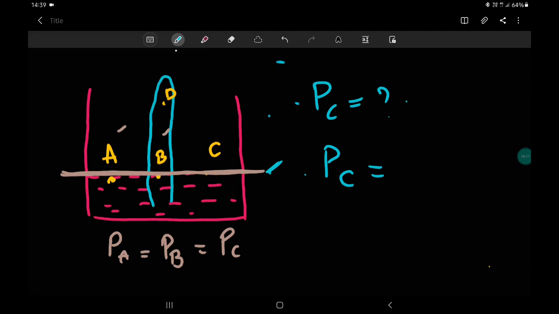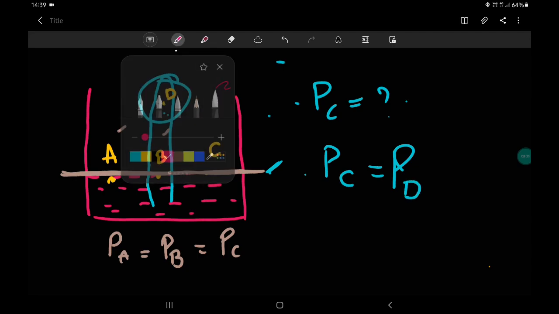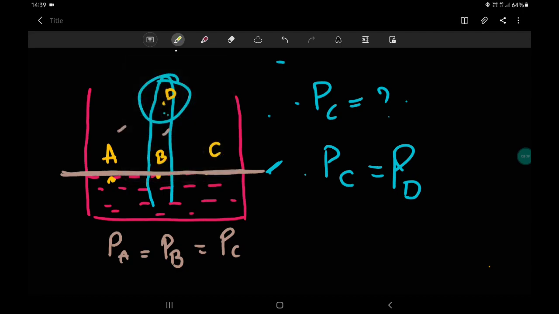plus H rho G. Here the atmospheric pressure can be noted by D because we assume that it should be 0. It is a closed vessel, with no presence of fluid over there. So that is equal to the pressure at D plus H rho G, where the difference in height between the C point and the D point is H. So rho, density, into G.